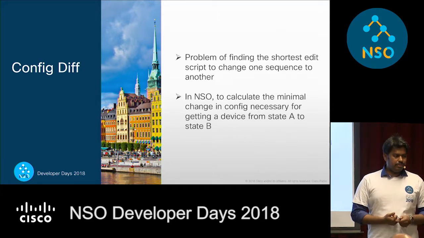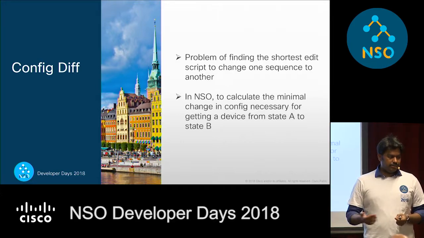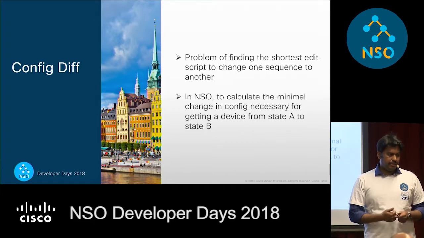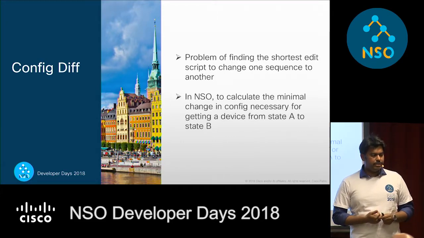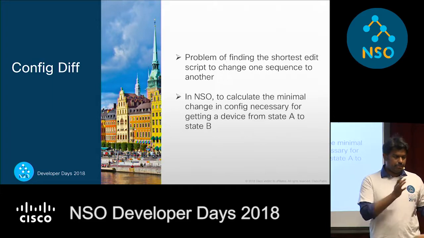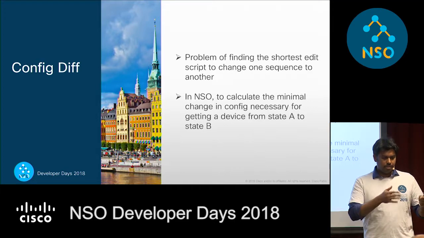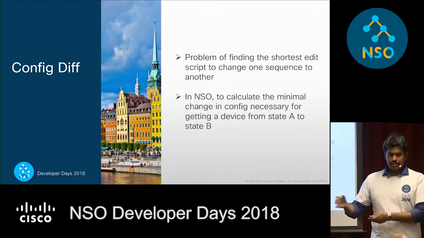And in the diff algorithm, the problem is to calculate the shortest edit script to go from one sequence to another. So if you model the configuration as a long list of strings, you can compute the difference, or the set of steps needed to go from one config to another config. If you can do it in the shortest possible way, it will be very useful to get your system from one state to another state.